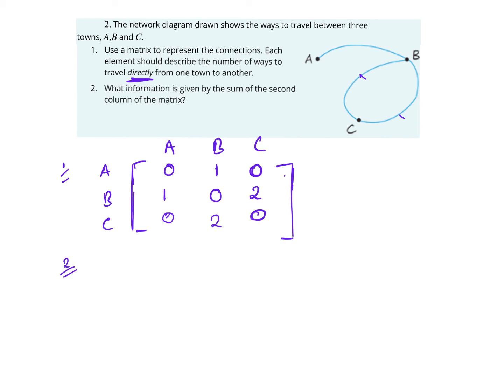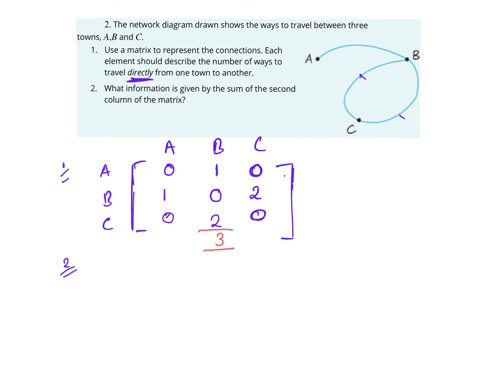Part 2 asks us what information is given by the sum of the second column of the matrix. So we're looking at this bit here. Sum means to add, obviously. So when I add them, I get 3.